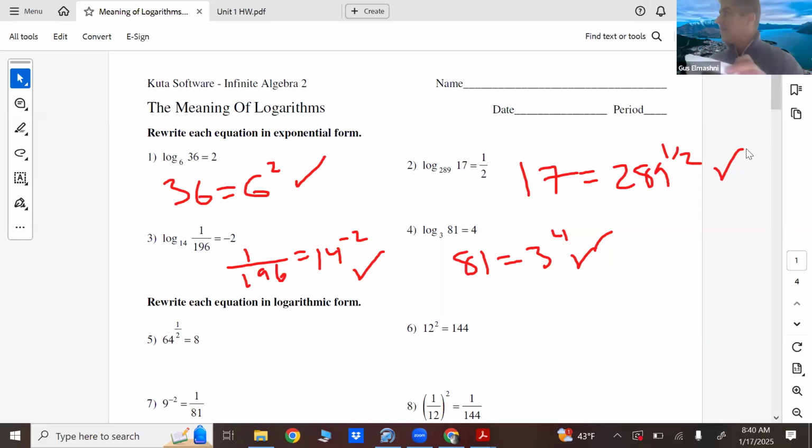Okay, here we go. You should get that. Okay, so guys, let's focus. 17 equals 289 to the 1/2 power. That's a square root. If you were to square 17, you get 289.